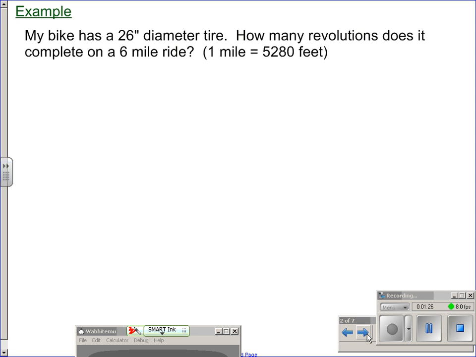Okay, in these examples, they're basic examples of here's a radius, find the circumference. All you're doing is plugging it in, 2 pi times the radius. This one is a little bit more than that. My bike has a 26-inch diameter tire. I want to know how many revolutions it takes to complete a 6-mile bike ride. So the first thing we need to know is the circumference. How far does that tire travel when it goes around once? Now, 26 inches is a diameter, so we're going to take pi times that number.